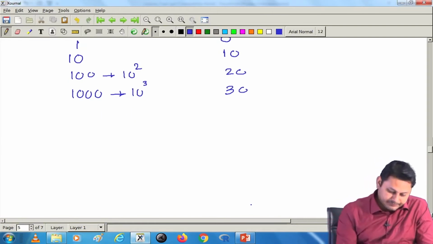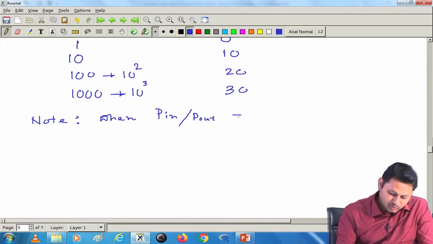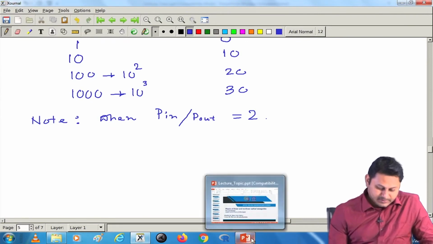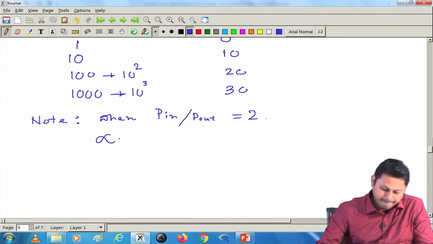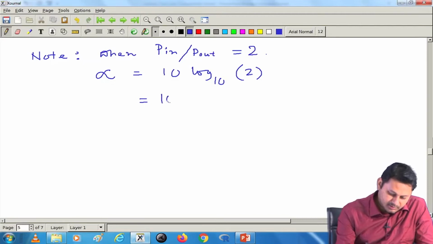Now, note: when P_in divided by P_out is 2, that means the power is reduced to half. Then the value of alpha is equal to 10 log 10 of P_in divided by P_out, which is 2. So, this value is 10 into roughly 0.301, so it is nearly equal to 3 dB.